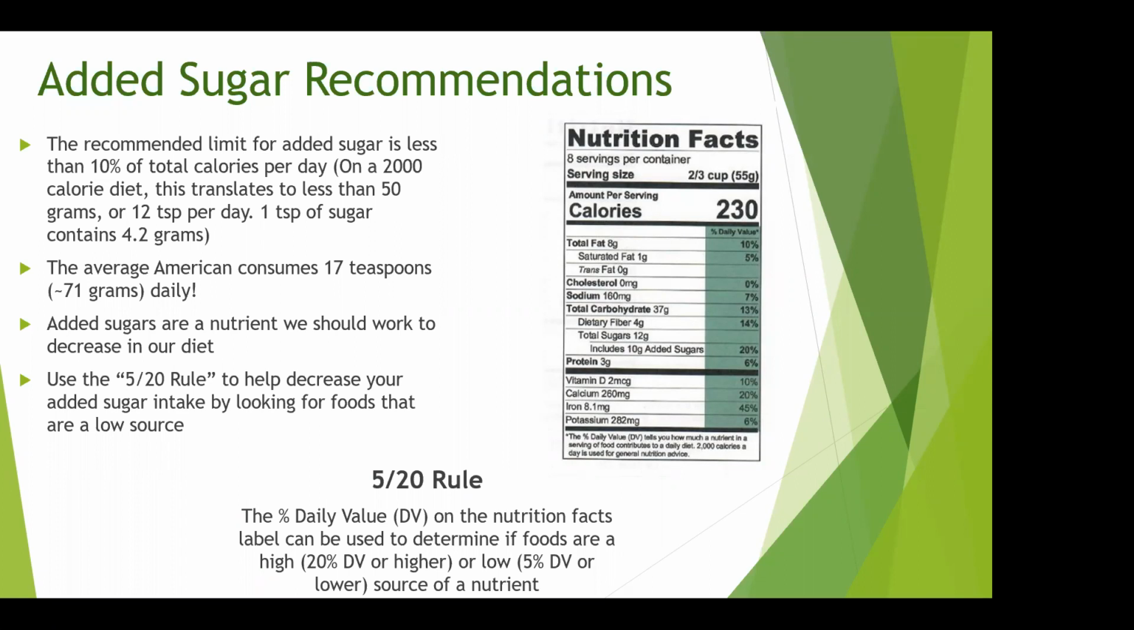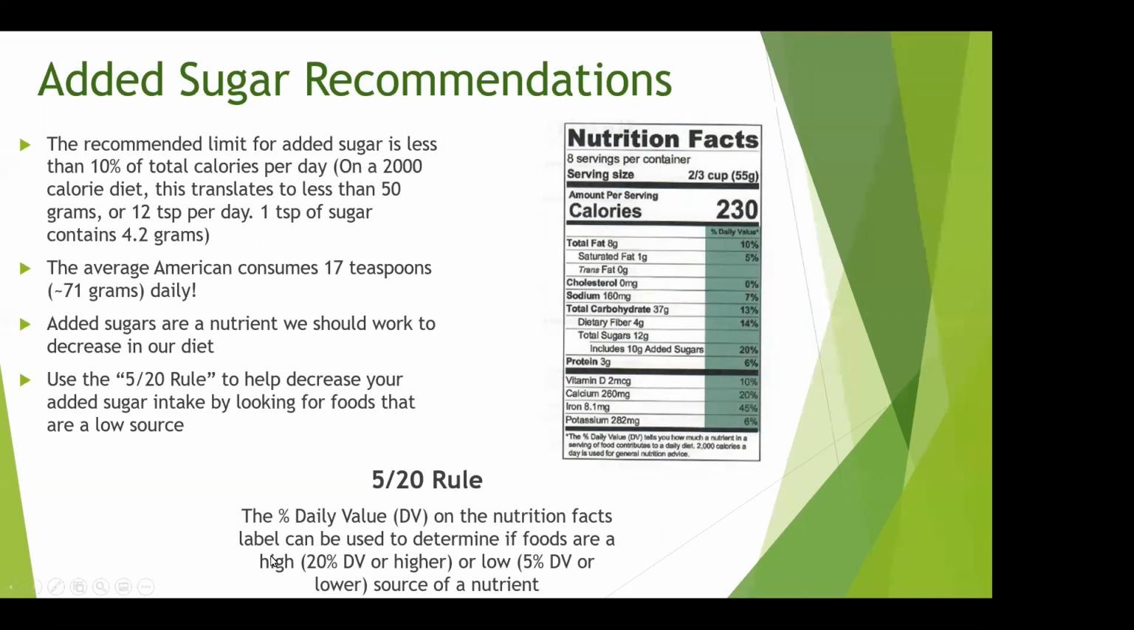First of all, let's take a look at where the added sugars are. Remember it's under total carbohydrates, and you can see that one serving of this food includes 10 grams of added sugars. Go over to that percent daily value, and it says that is 20%. So we know, using the 5-20 rule, that this food is a high source of added sugars because it is 20%. Even if it was higher than 20, it would still be a high source.